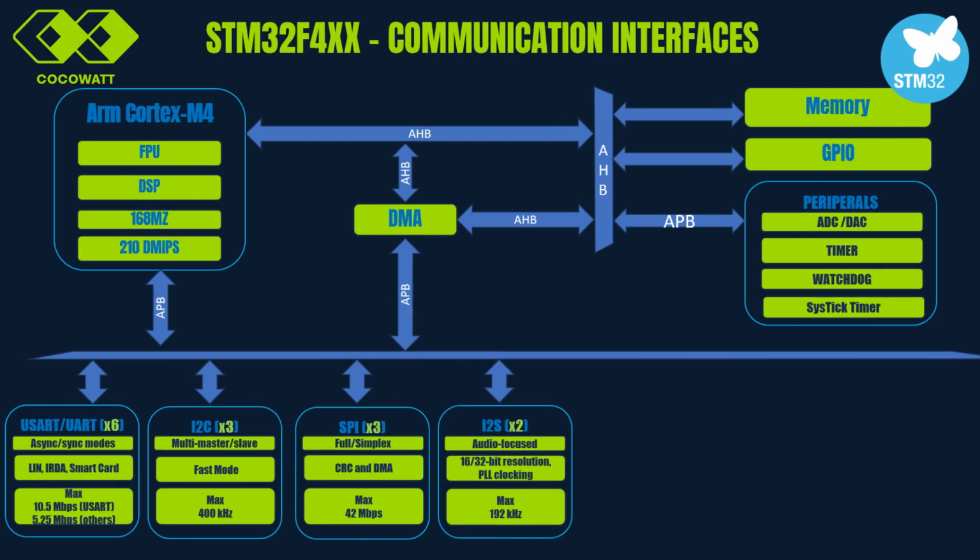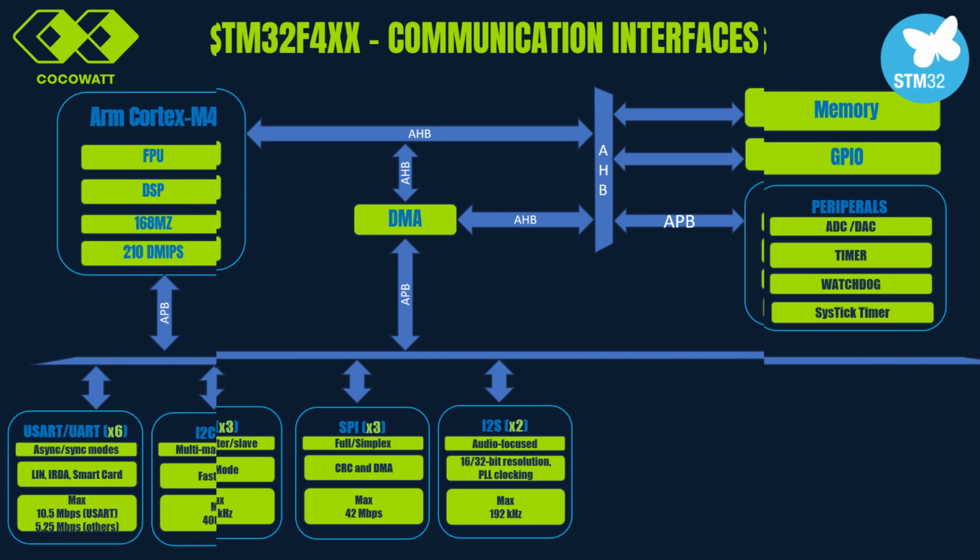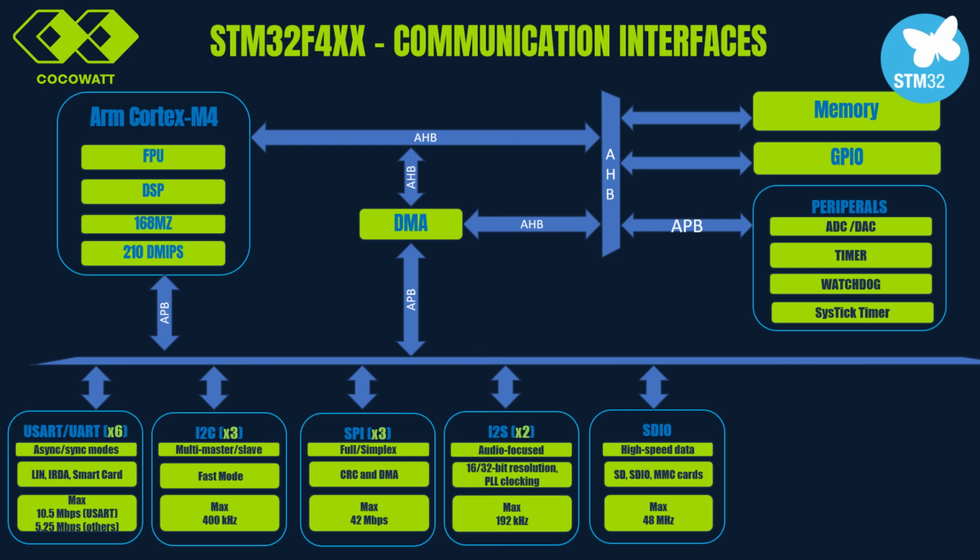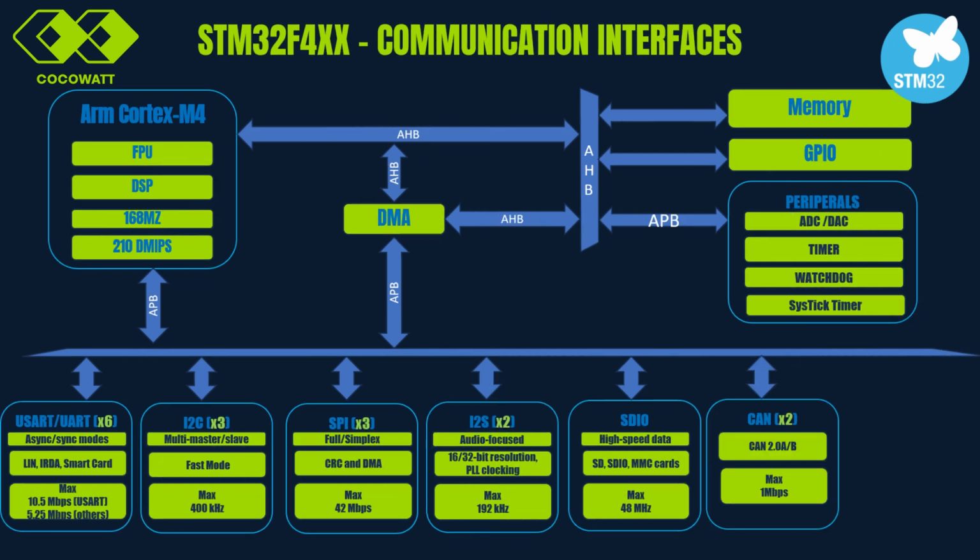This STM32 features two I2S interfaces designed for audio applications. It supports sampling rates up to 192 kHz with 16 and 32-bit resolution and precise clocking via PLLI2S. This STM32 includes an SDIO interface for high-speed data transfer with SD and MMC cards at up to 48 MHz. With two CAN interfaces, this STM32 supports CAN 2.0A and 2.0B standards at speeds up to 1 megabit per second.